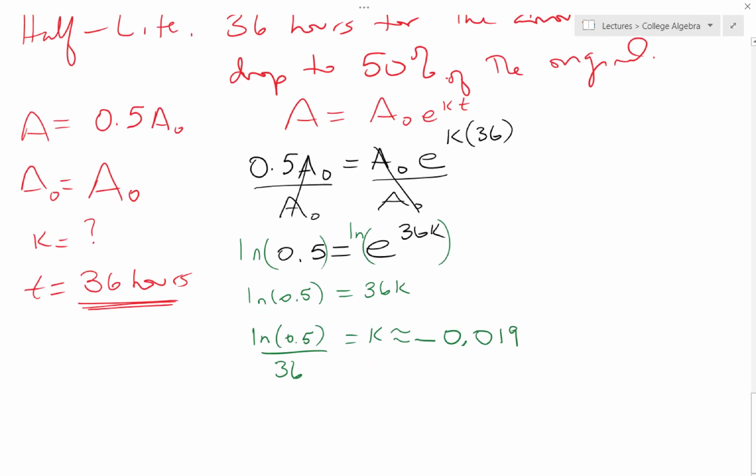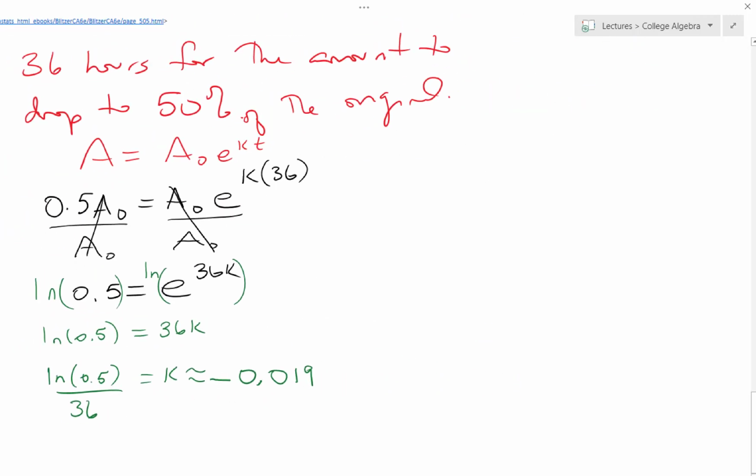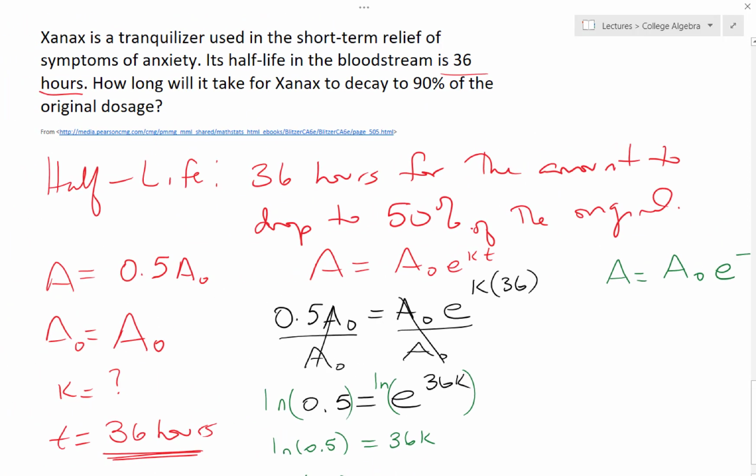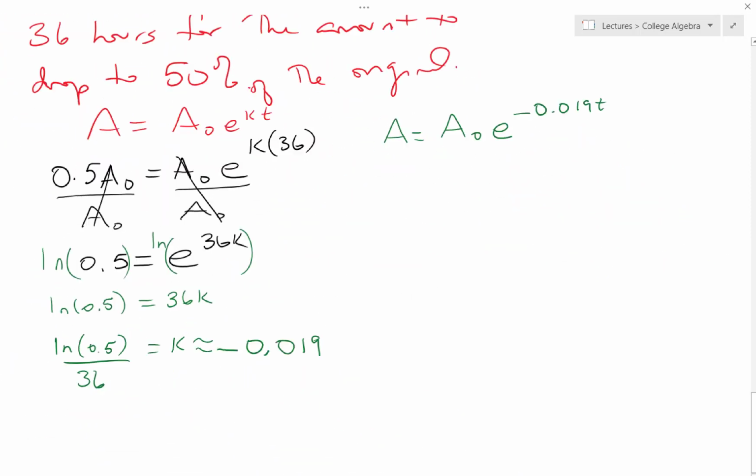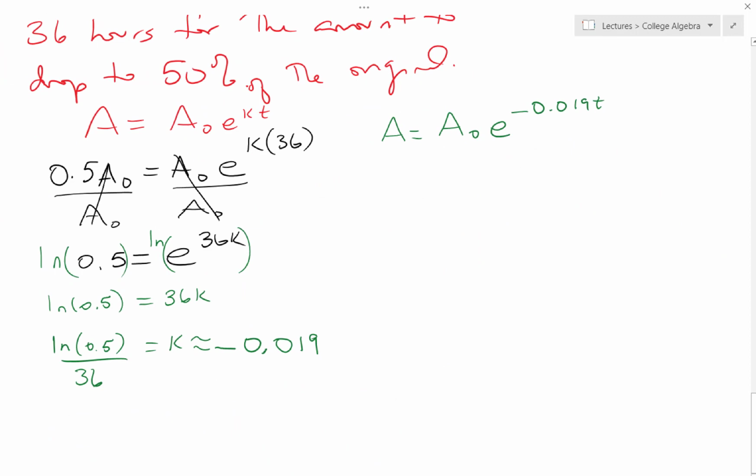And so if I write my formula, I have A is equal to A sub 0. I still don't know what that is. So I'm leaving it as A sub 0 because A sub 0 is A sub 0. E raised to the K, which I know as negative 0.019 T. All right. And so now we're ready for the second part of the problem. How long will it take for Xanax to decay to 90% of the original dosage? 90% of whatever I started with.